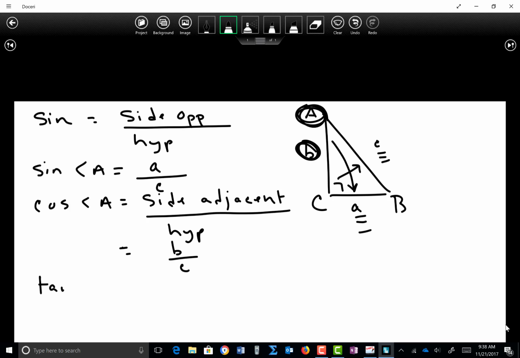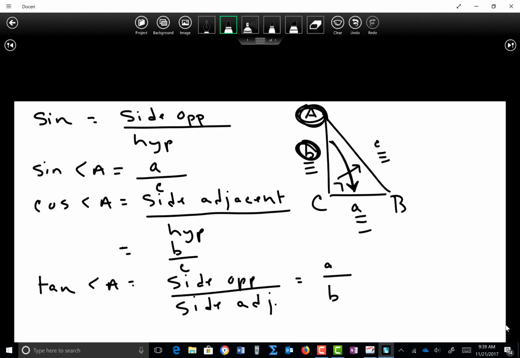And tangent of angle A, tangent is defined as the side opposite over the side adjacent. So of angle A, the side opposite is little a, and the side adjacent is little b.